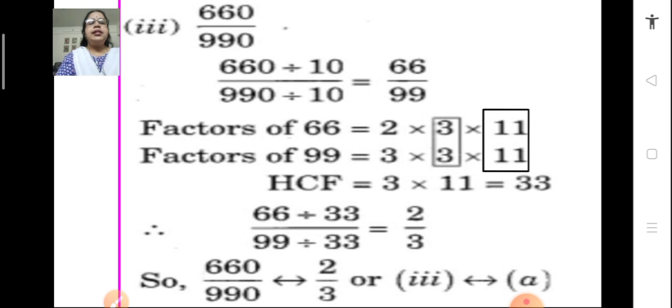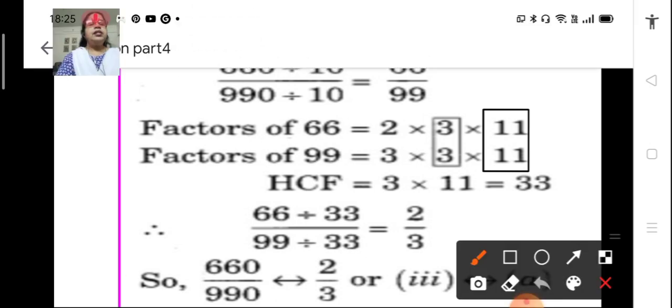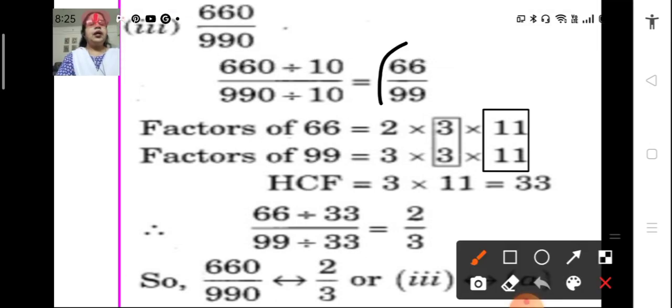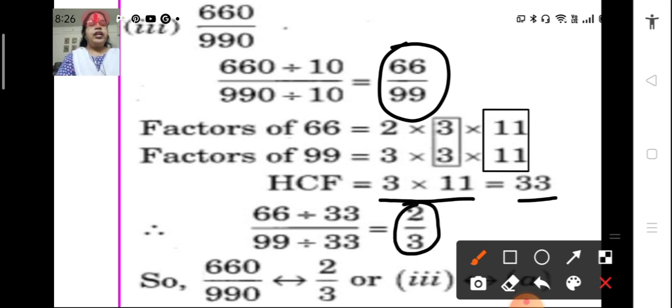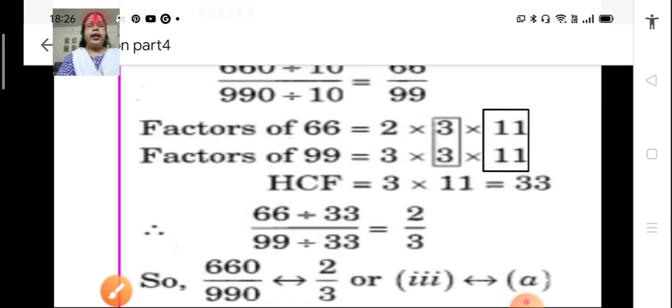Third is 660 upon 990. So we can cancel both the zeros here, and what do we get? We get 66 upon 99. And when we find the HCF of 66 and 99, what do we get? We get 33 as the HCF. Now dividing both the numerator and denominator by 33, we get 2 upon 3. So 2 upon 3 is the equivalent fraction of 660 upon 990, and it is option A.